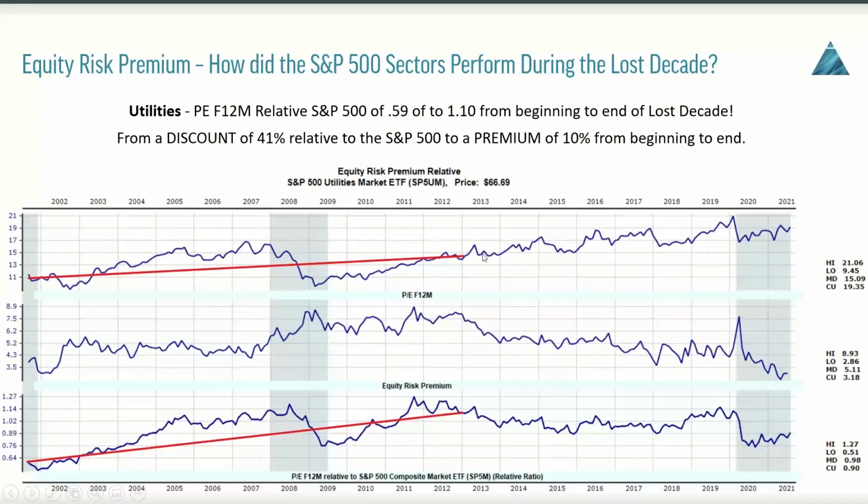And the reason for that is obviously investors just continued to bid that PE ratio up and up and up, even though equity risk premium was on the decline. And we all know that the utility sector itself is not a risk-on trade. And clearly, when equity risk premium is on the decline like this, that is very much a risk-on environment.